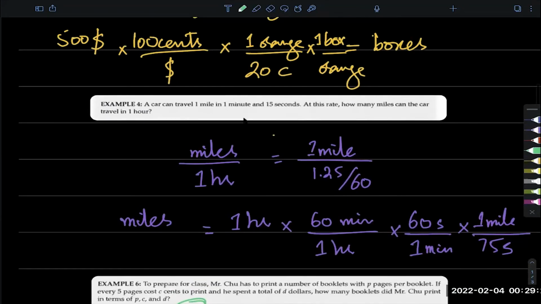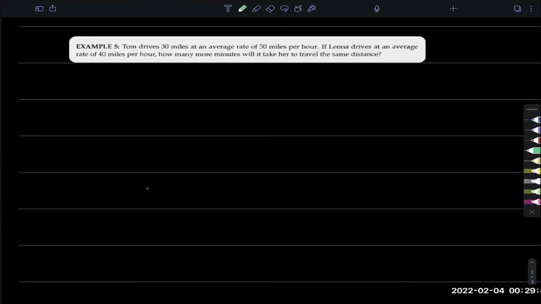Okay, let's do another problem and maybe we can understand from there. I'll tell you how I solve this, how I would approach it. First of all, I want to know what my question is. My question is how many more minutes will it take her to travel the same distance? So I want to know minutes. I need minutes. I'm sorry.